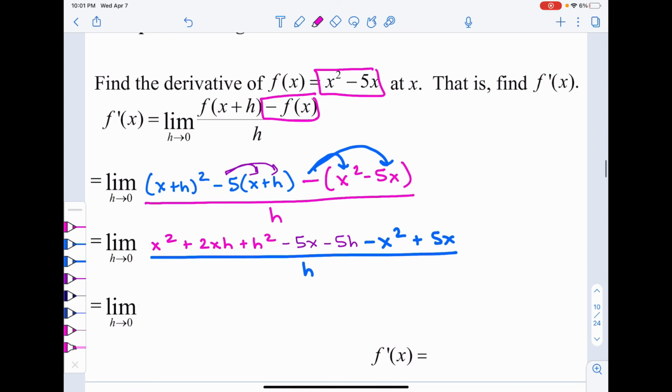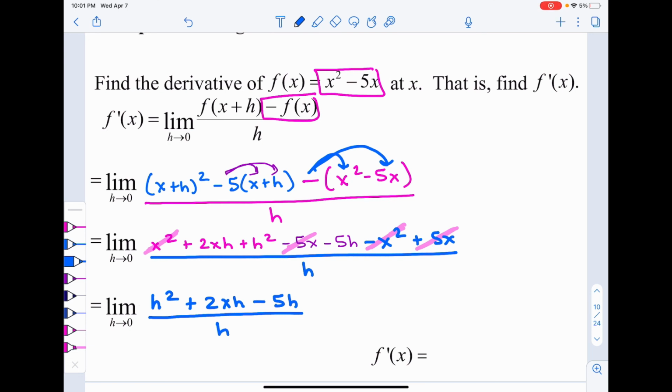Let's see what cancels out. I have a positive x squared, which is going to cancel out a minus x squared. I have a minus 5x, which is going to cancel out a plus 5x. Okay, so let's see what we got left. We have an h squared, we have a plus 2xh, and we have a minus 5h, and we are dividing that by this h on the bottom.